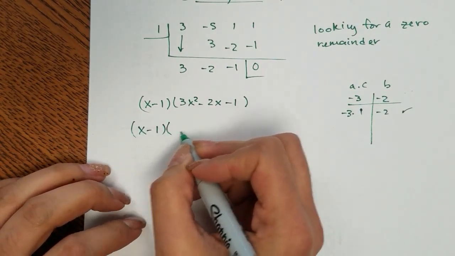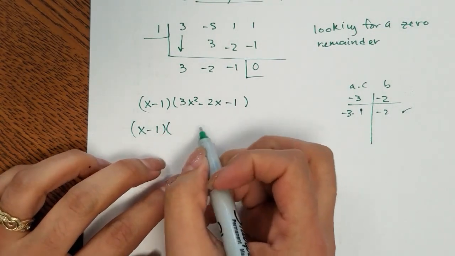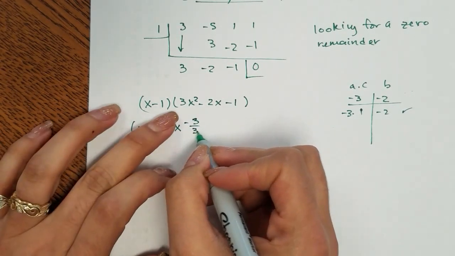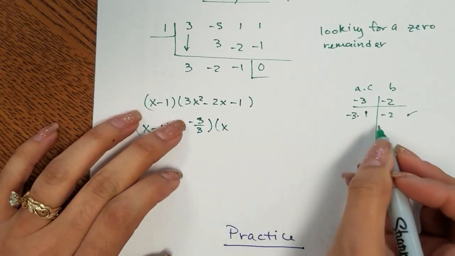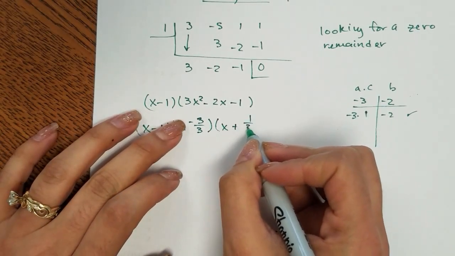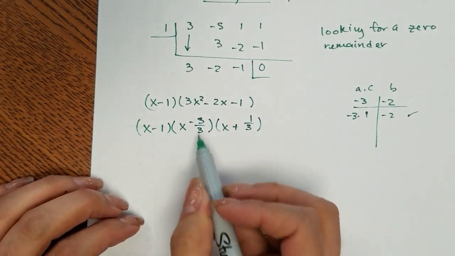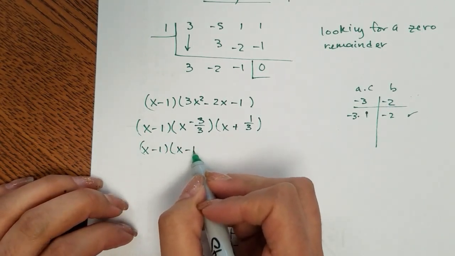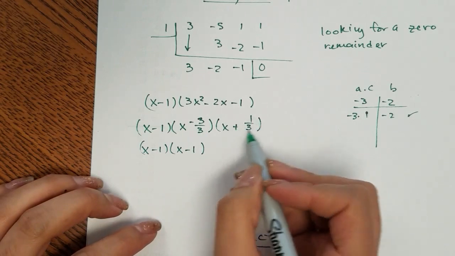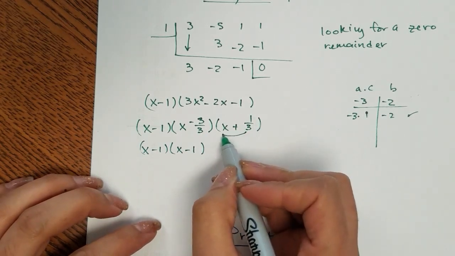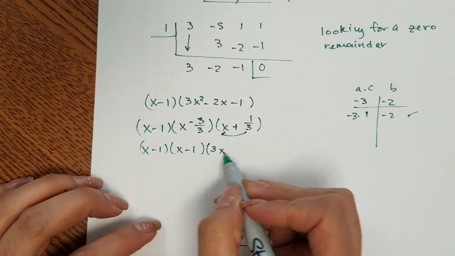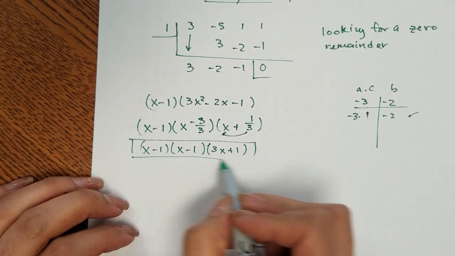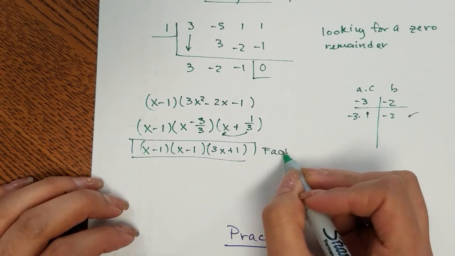So we have x minus 1. I'm going to use bottoms up here. So I have x minus 3 over a, okay, times x plus 1 over a, and then we simplify, x minus 1, x minus 1, 3 over 3 is 1. Here this doesn't simplify, so the 3 comes up, 3x plus 1. Okay, so this is fully factored, okay, this is factored completely.